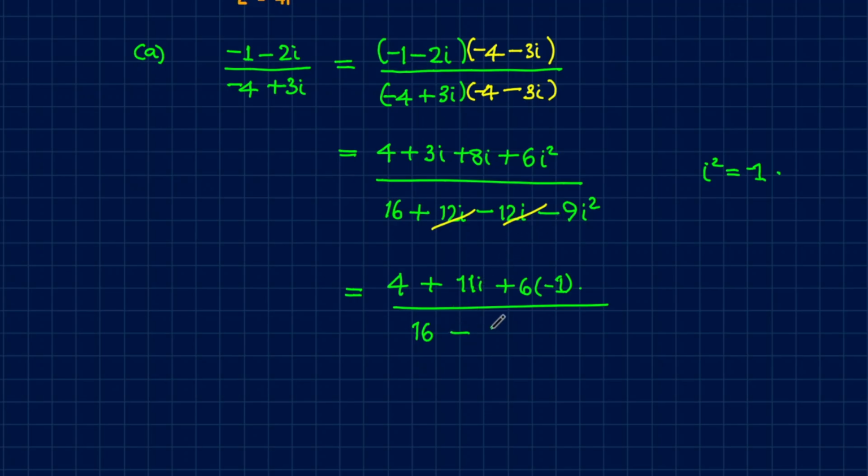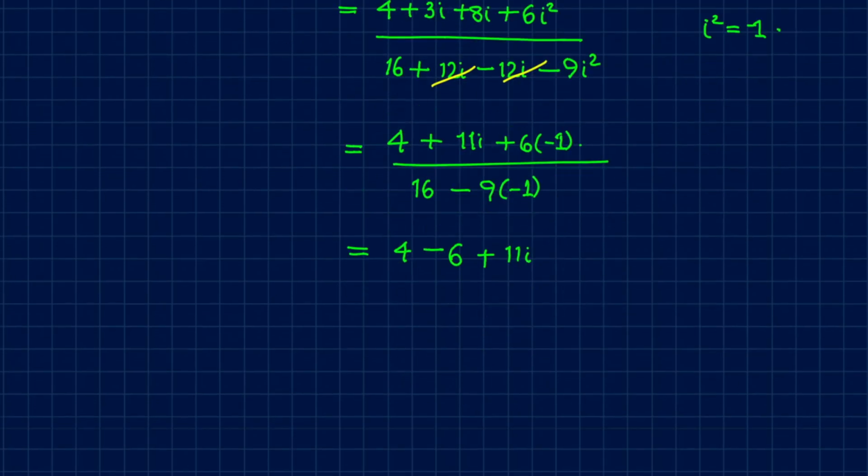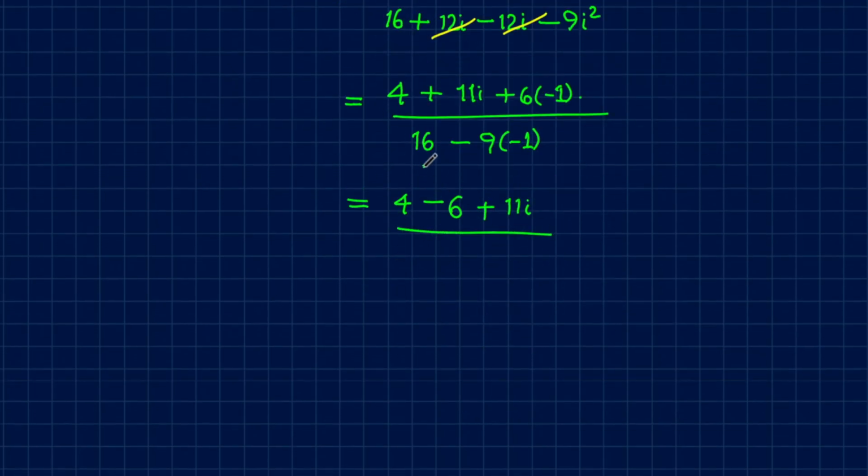So -9, and i squared is also -1. Now we can keep on simplifying in our next step here, where we have 4 plus... Okay, now let's bring this to the other friend here, and we have 6 times -1 is -6. Then we write the imaginary parts here as plus 11i. Now let's get more space and work the same from the denominator, where we had 16.